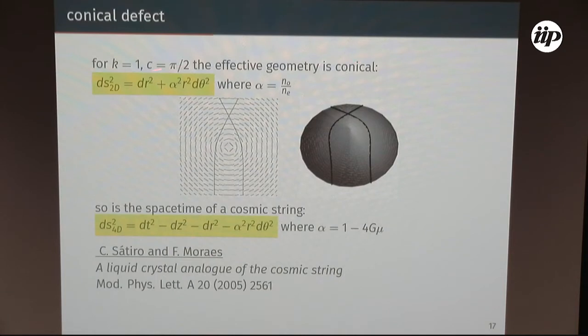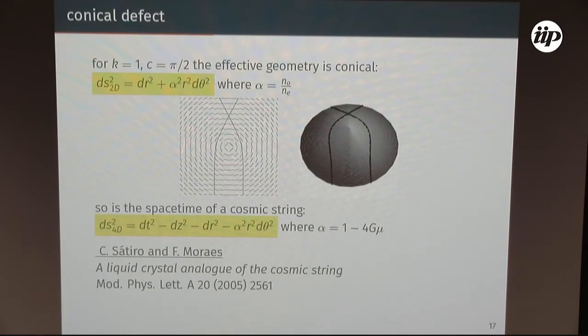So anyway, for k equals 1, you have that simple structure. And the effective geometry is conical. This is the metric of a cone. And light rays going on either side of the defect will deflect like this. This is working like a lens. It's a lensing effect. And you can see that on the surface of the cone. Same thing. What we're seeing here is like a projection of the cone on the cross section surface.